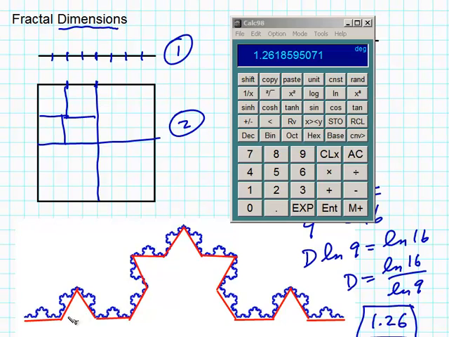So as I go to smaller and smaller units of measure, I'm going to get greater and greater amounts of detail. And so the dimensionality of this being greater than 1 is a way of saying we're not really capturing the whole essence of this whenever I use line segments. And I can only approximate this with line segments. Okay? So that's the general idea of dimensionality.